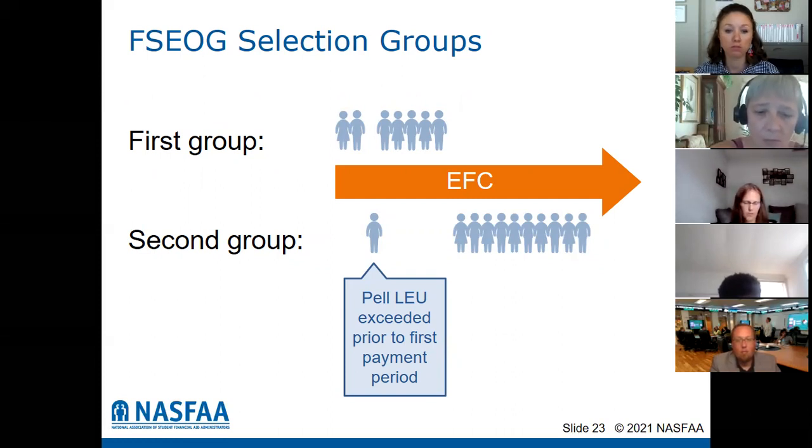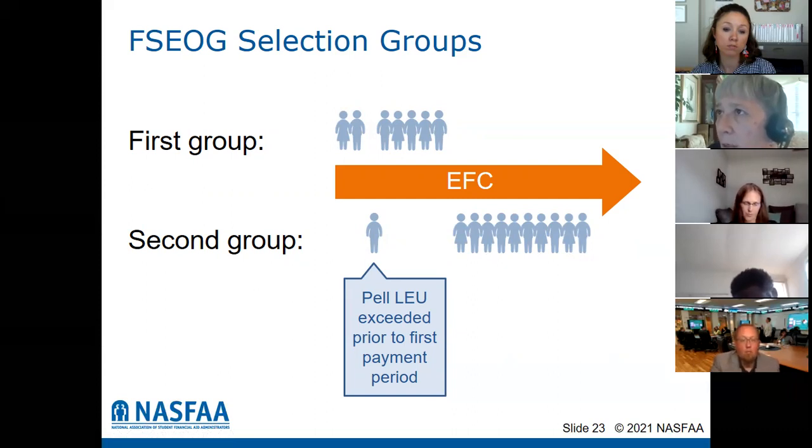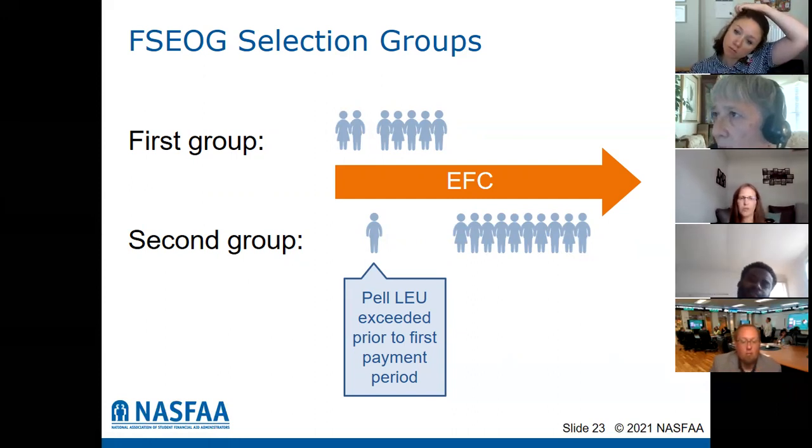All students in this first selection group may not receive SEOG funds due to schools not having enough SEOG funds available. So depending on how many students are in the first selection group, SEOG funds may run out before all the students in the first selection group receive SEOG funds. So then there's a second selection group. If there are SEOG funds remaining after offering to all the students in the first selection group, then the funds should be offered to the second group, which includes students with the lowest EFCs, but who will not receive a Pell Grant during the award year.